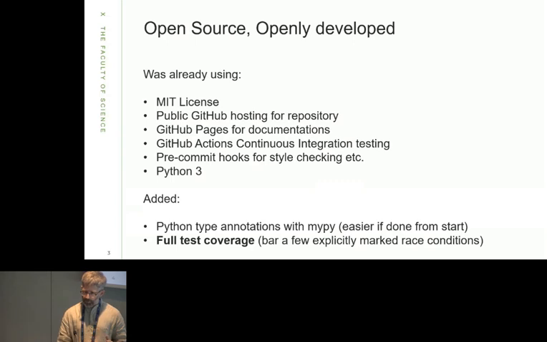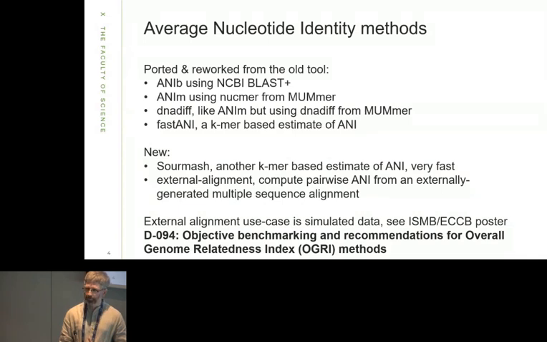So we took the old code, we've reworked it. We've added a few new methods. One is called SOURMASH, a very fast k-mer based approach for comparing genomes. And a way of importing an external alignment. We've got a poster, D094, which will go through the scientific applications of this. If you've got a synthetic ground truth, you can actually evaluate how the different existing methods work on your synthetic data set. And what the community may have thought was the best method isn't necessarily the best method. But I will save that for the poster.